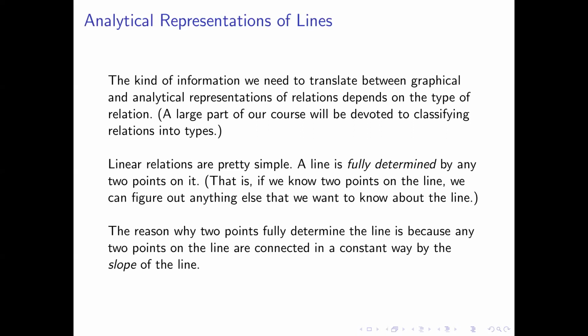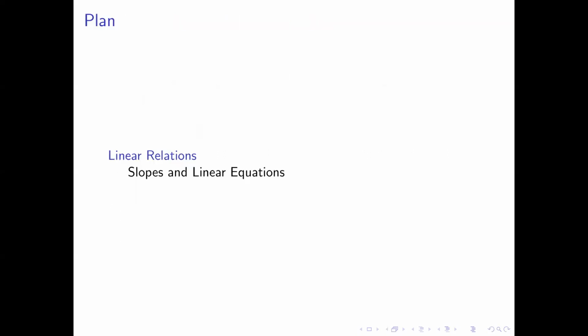The reason why, or one part of the reason why this is the case, why 2 points are enough for a line, is because, as you already know, any 2 points on a straight line are connected to each other in a sense by what we call the slope of the line. So let's recall how slopes work and how they can be used to come up with linear equations, which are analytical representations of linear relations. Again, this should be review, but we'll go through it just to make sure you remember how it works.